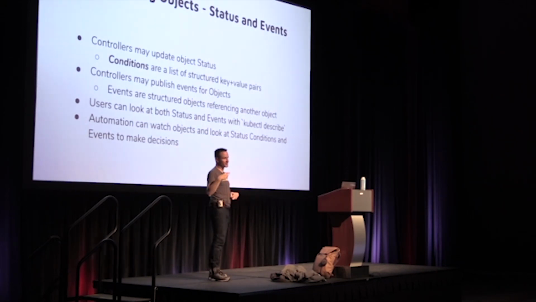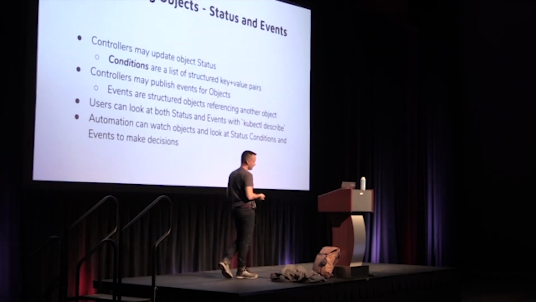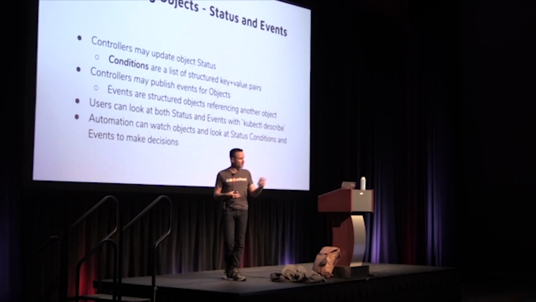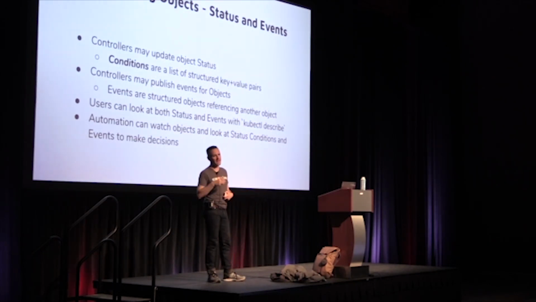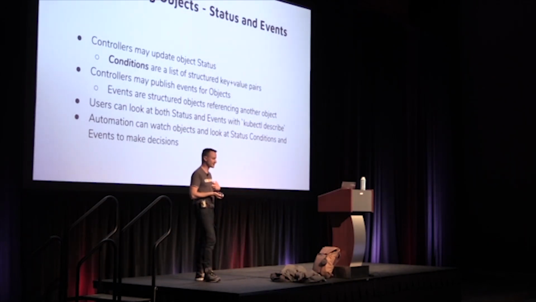And so events give us a view back in time. You can attach them to another object and publish them. Then as a user, you can use kubectl describe on an object, and it will go get you the events for the object and then give you the status and spec and pull out different fields.